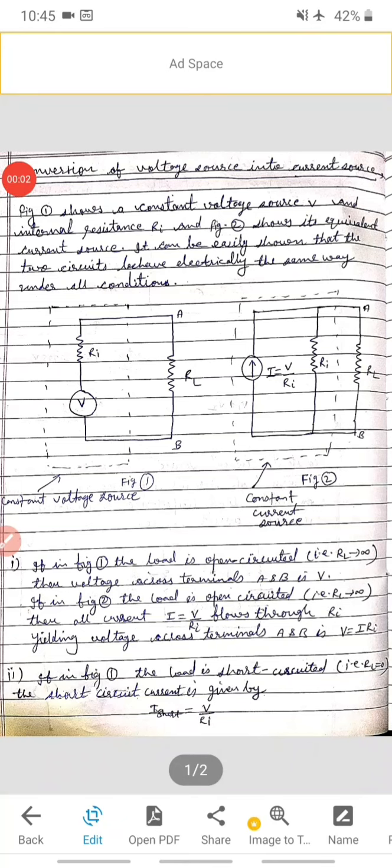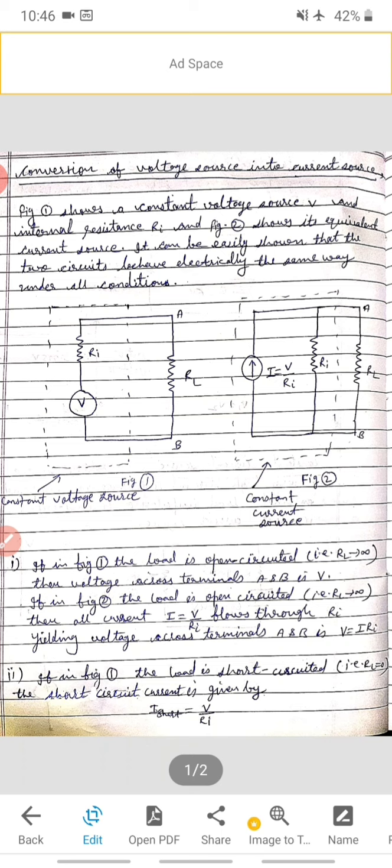Good morning, students. Today our topic is conversion of voltage source into current source. How can we convert a voltage source into a current source? Now there are two figures. First figure representing constant voltage source and second is representing constant current source.